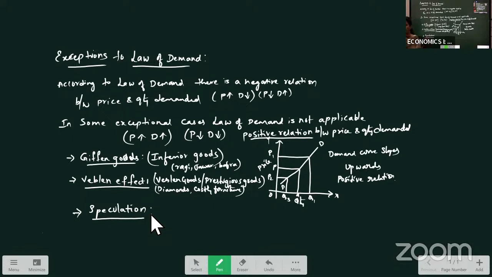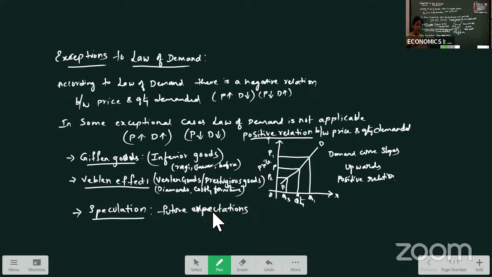So what is speculation over here? If the prices of commodities are expected to increase in future, we can say these are future expectations. In future, we expect that price is going to increase. So now, though the price is high, we try to buy at the high price. That is called speculation. So in case of speculation, when price is increasing, demand is also increasing.